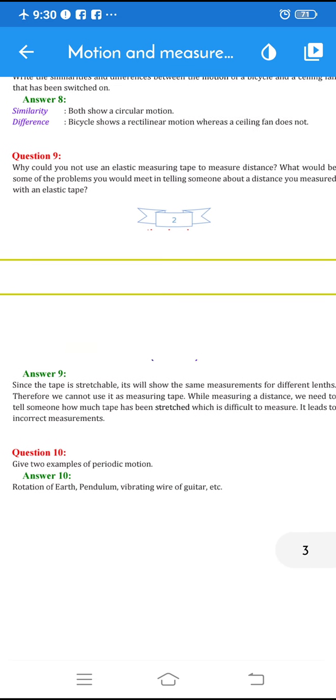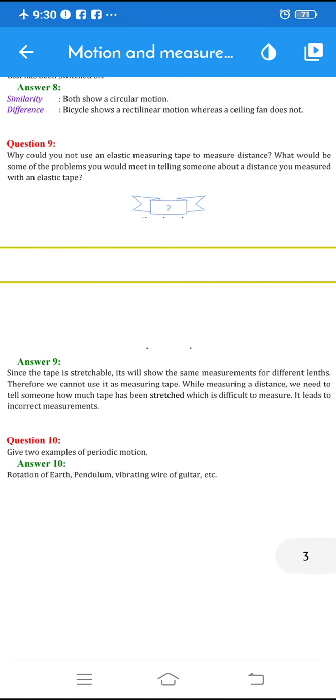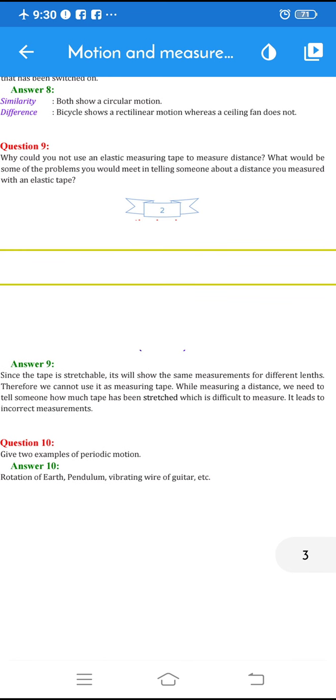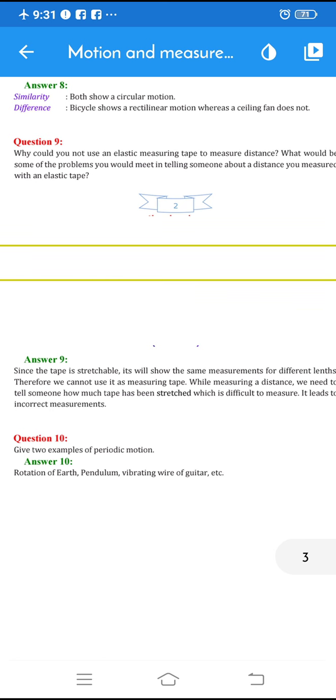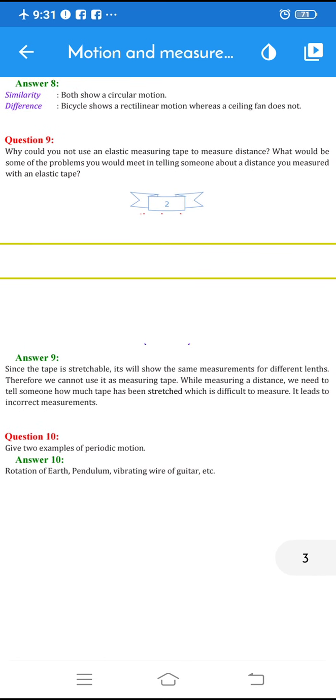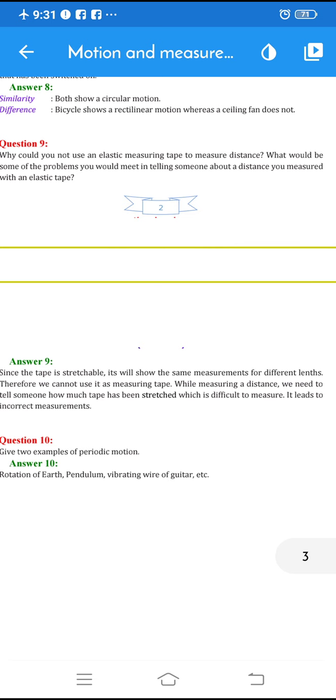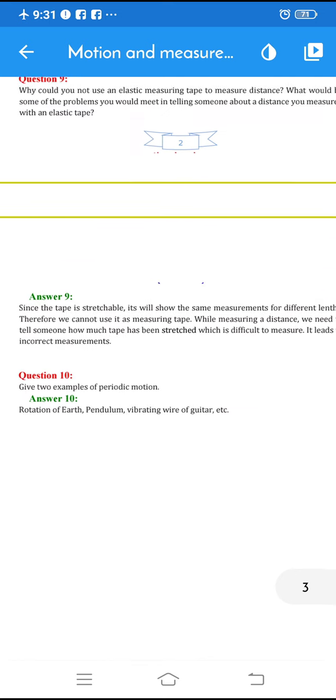So let's go for question number 9. Why could you not use an elastic measuring tape to measure distance? What would be some of the problems you would meet in telling someone about a distance you measured with an elastic tape? We all have seen tailors and cloth merchants using a tape which is made of cloth. So why could you not use an elastic measuring tape for measuring distances? Suppose you use it, what would be the problems you would face in telling somebody the length of the given object that you measured with an elastic tape? So what would be the problem?